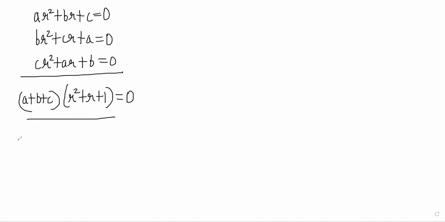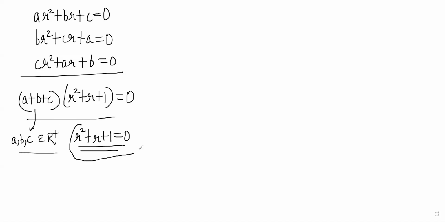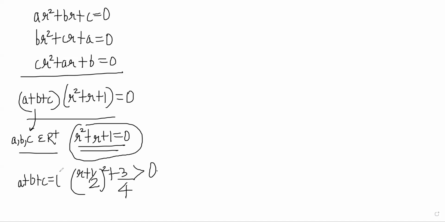And we know that a, b, c are positive real. A, b, and c belong to positive real. So this cannot be 0. So therefore r squared plus r plus 1 must be 0. And the roots of this, oh wait, r squared plus r plus 1 cannot be 0 because that is (r plus half) whole square plus 3 by 4. So this is greater than 0. So that must mean that a plus b plus c is equal to 0.